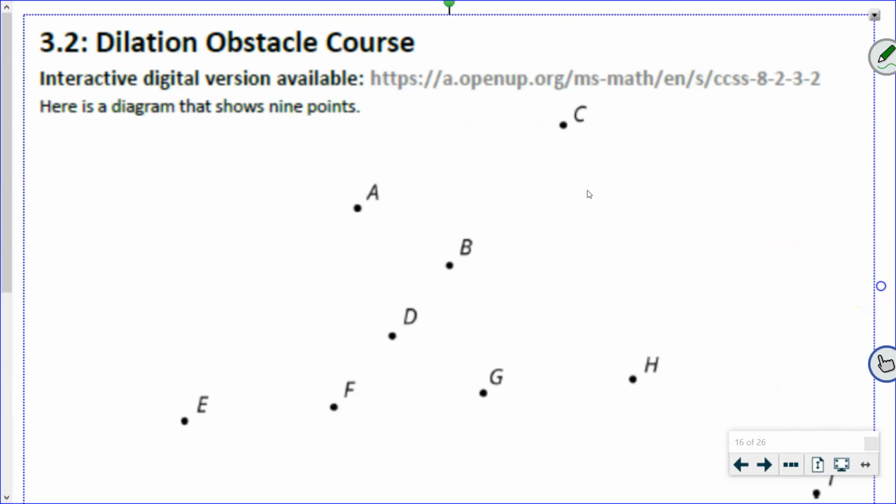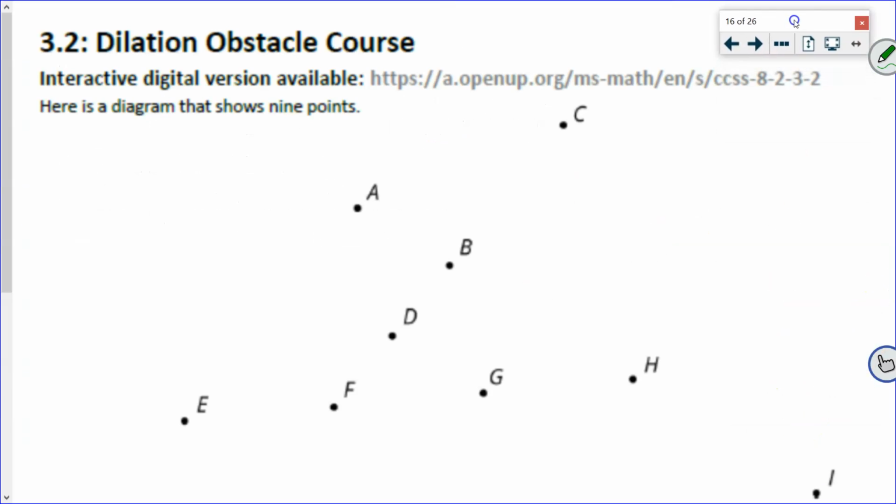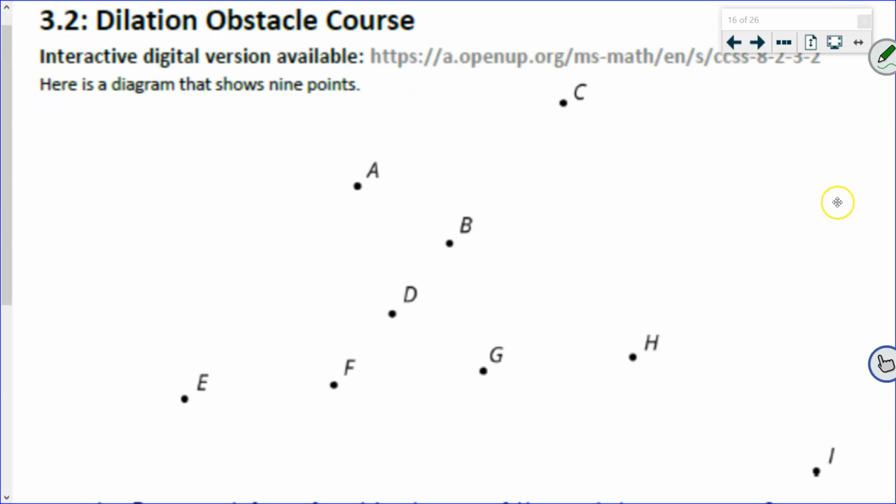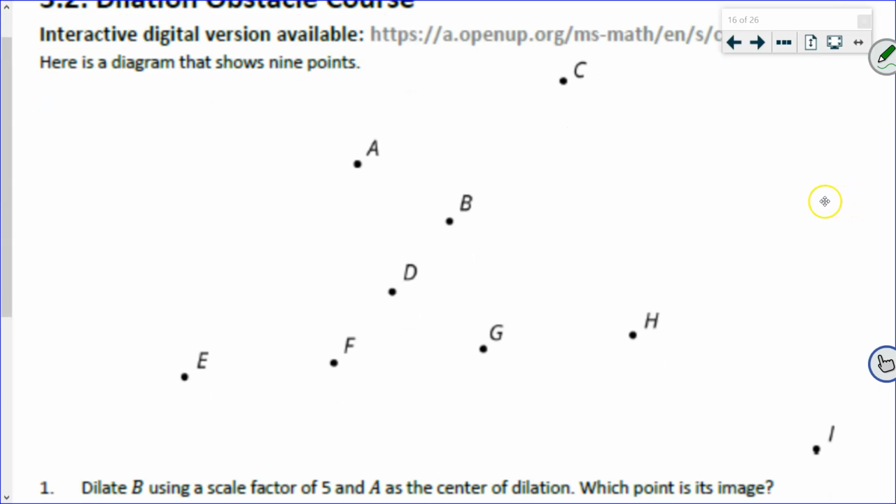So, here is your dilation obstacle course. Let me give you the directions and I'll work through the first one with you. And then the rest of it you're going to have to do on your own with your group. So eyes on the screen. I'll wait until I have eyes on the screen. Thank you. This is not a dot to dot. It is 9 different points.